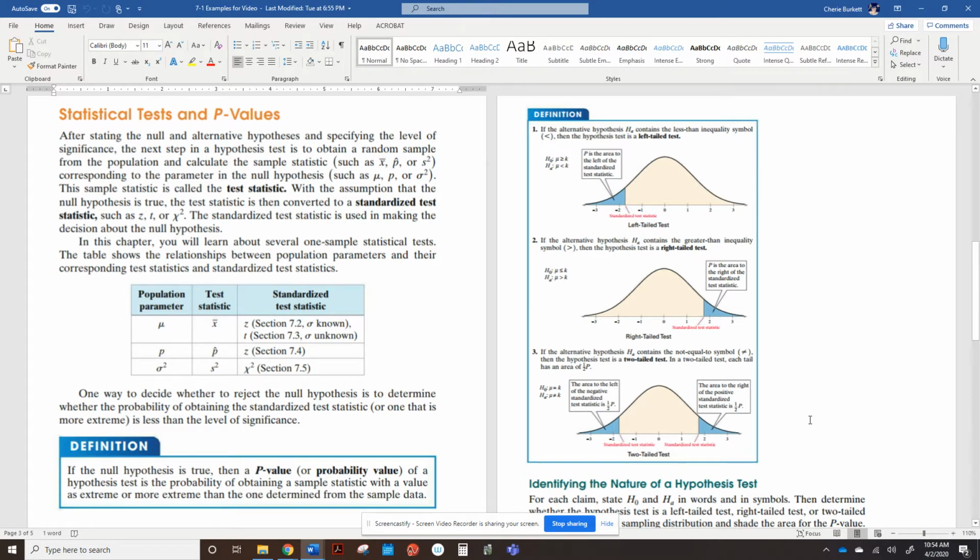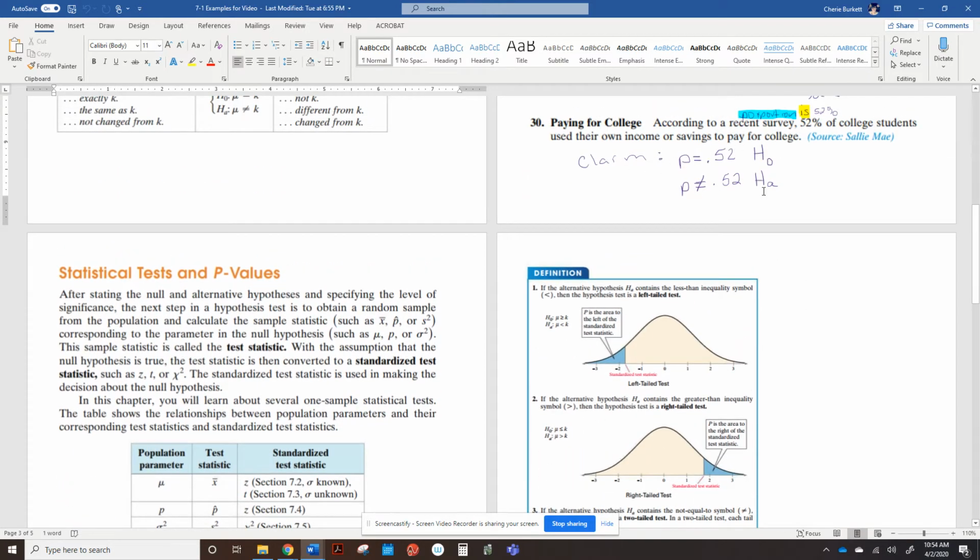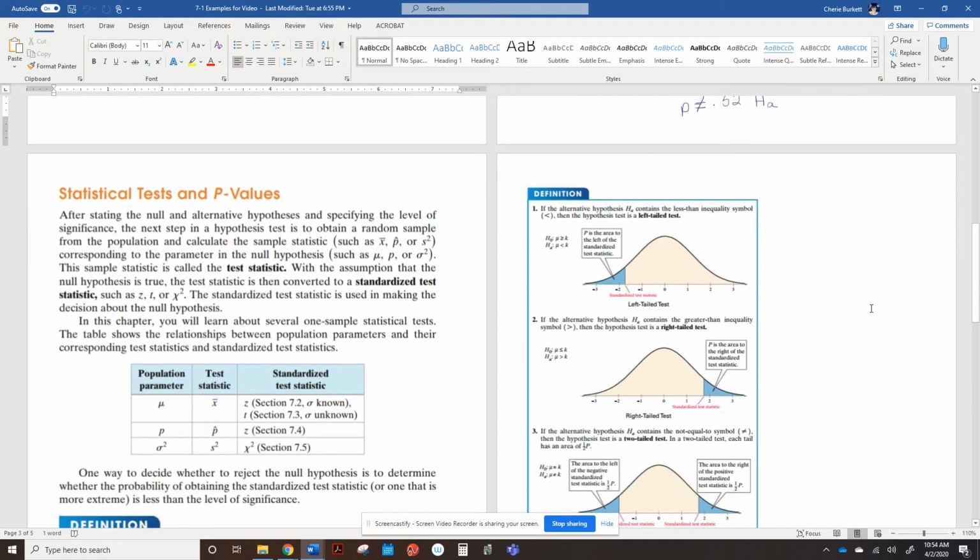So, what we're going to do is determine, based on which one of these we have written, and I'll explain it to you in just a second, we're going to take our normal curve and shade a section of it. And we're going to determine which section we shade based on what we have written. So that's why being able to write this is so important, because this is going to tell us what our picture looks like.